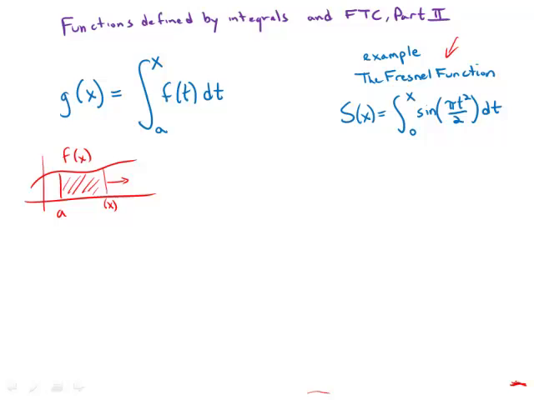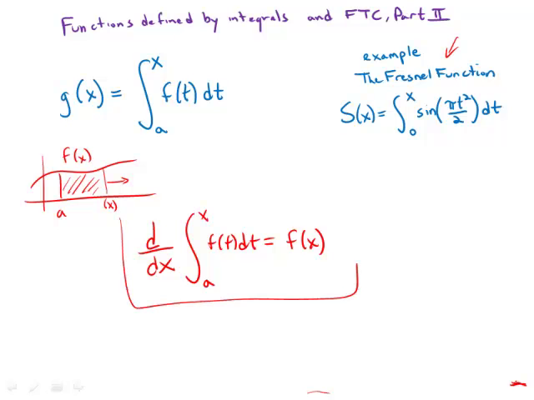Now the question is, what happens when we take the derivative of such a function? What happens when we take the derivative of the integral from a to x of f of t dt? Well, not surprisingly, g of x is an antiderivative of f of x, so if we take the derivative of an antiderivative, we get back to where we started from. And so what this will be is just the integrand f of x. And this statement right here is part 2 of the fundamental theorem of calculus.